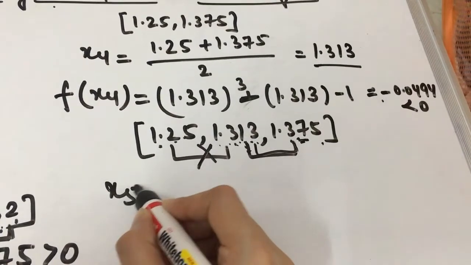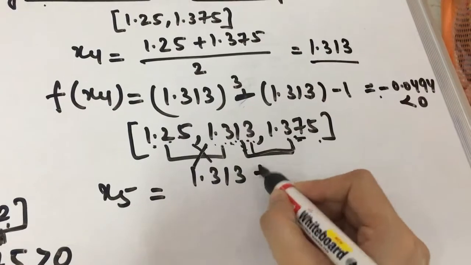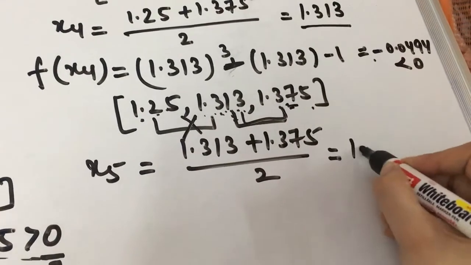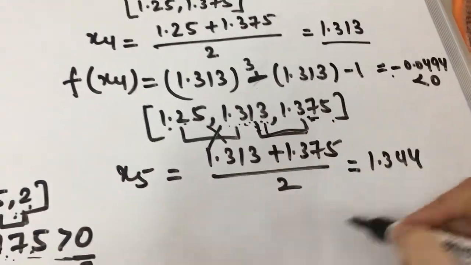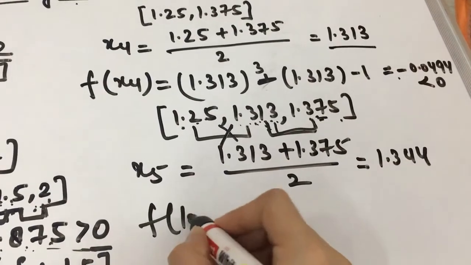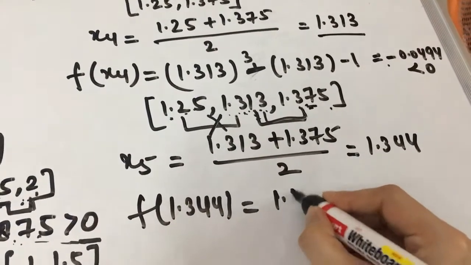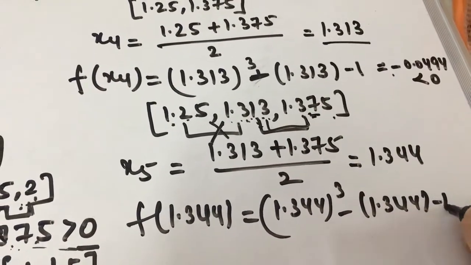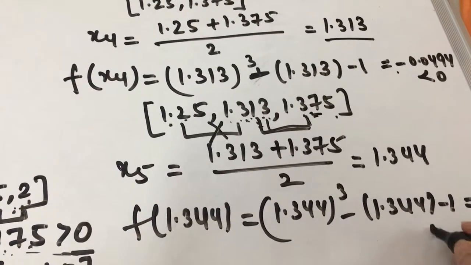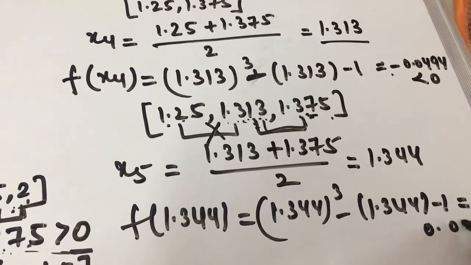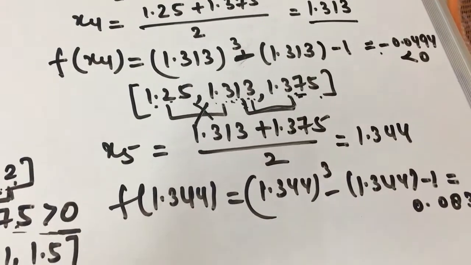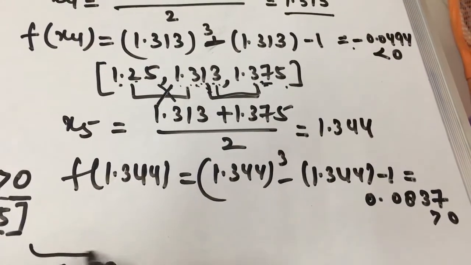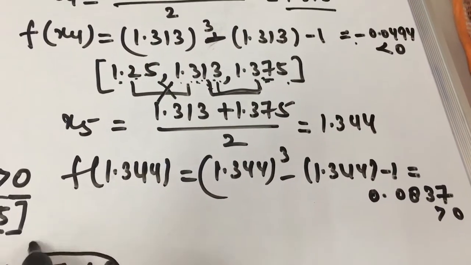So what will be our fifth approximated root? It will be (1.313 plus 1.375) by 2. So its value will be 1.344. I have to repeat the same process. So what will be the value of f at 1.344? It will be 1.344 whole cube minus 1.344 minus 1. Its value is positive and is 0.0837. Clear?